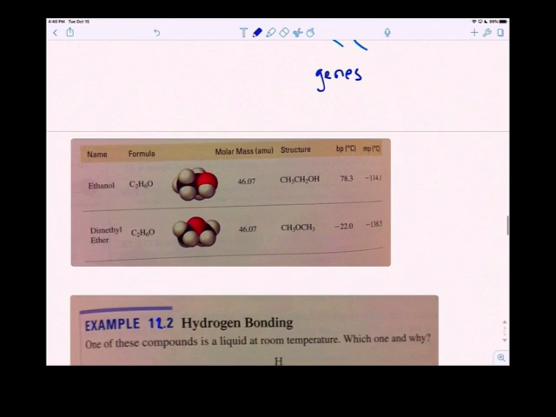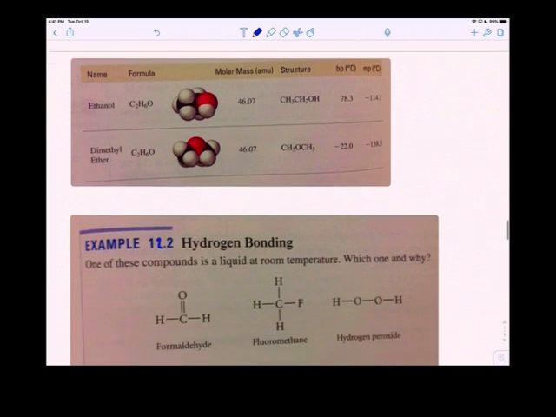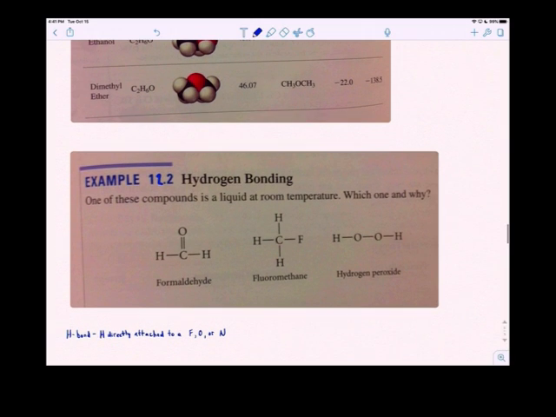So to give you an example of hydrogen bonds, if you look here, you have ethanol versus dimethyl ether. Dimethyl ether does not have a hydrogen bond because there are no hydrogens directly attached to an oxygen, whereas ethanol does. And you can see that the boiling point and melting point are also higher for ethanol than dimethyl ether. And remember that boiling point and melting point show how strongly bound something is.